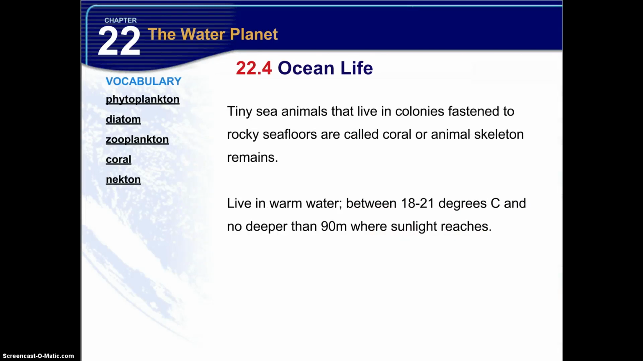Now, tiny sea animals that live in colonies fastened to rock sea floors are called coral, or animal skeleton remains. They live in warm water between 18 and 21 degrees Celsius and are no deeper than about 90 meters, which is about as far as sunlight can reach in the ocean.